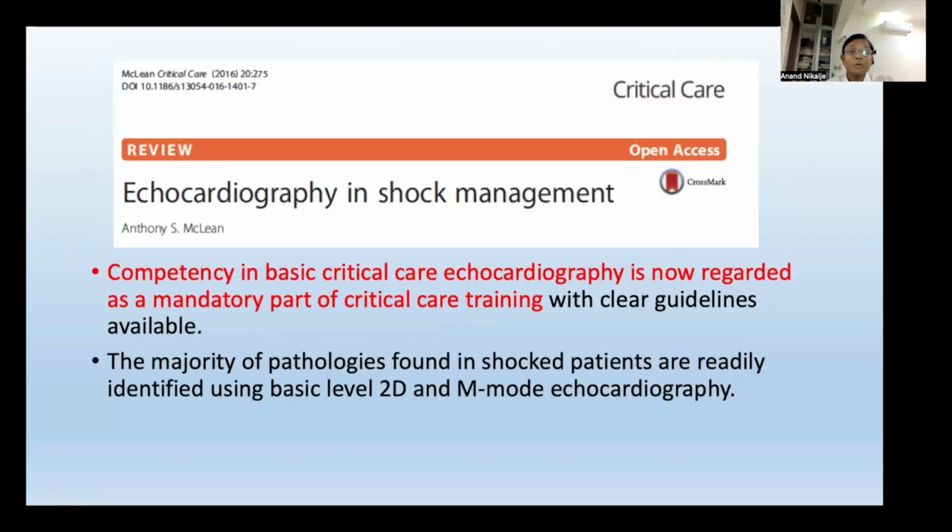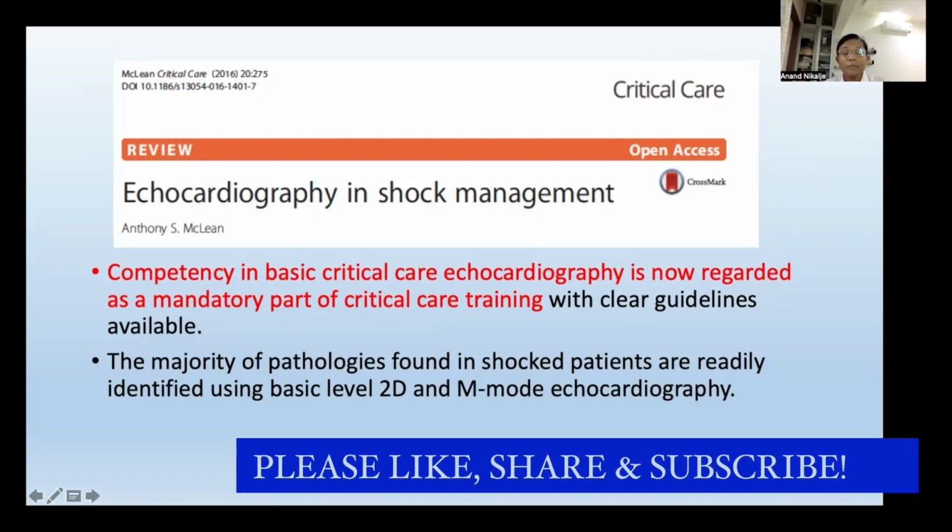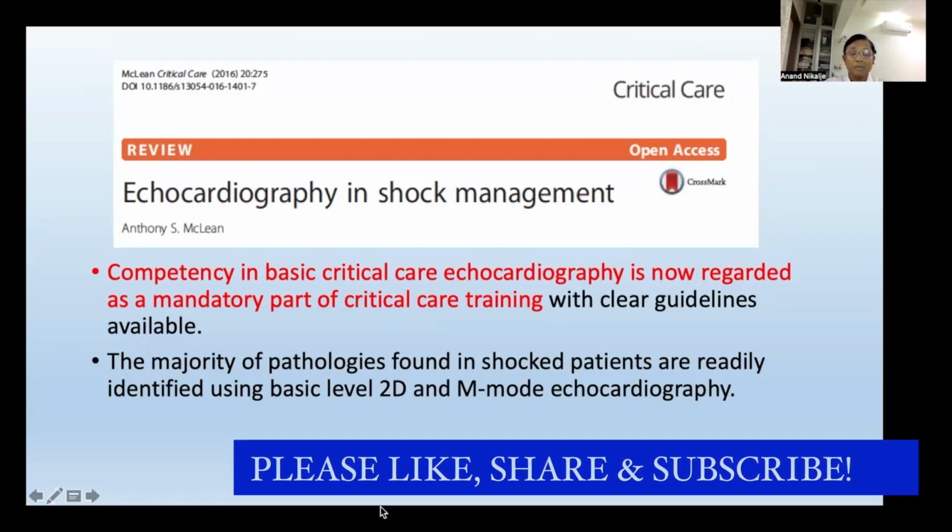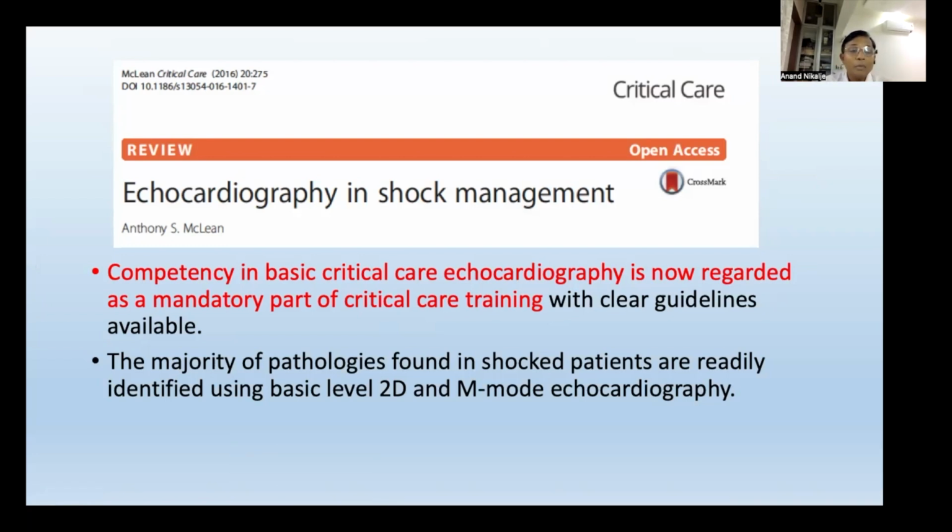Then echocardiography in shock management. It is again recommended that comprehensive and basic critical care echography is now regarded as a mandatory part of critical care. And I would extrapolate that not only critical care, all anesthesiologists need to undergo this training. There are clear guidelines available for how we can diagnose patients of shock. The majority of pathologies found in shock patients are readily identified using basic 2D and focused echocardiography. So we don't have to master very detailed ultrasound to diagnose shock at the bedside.